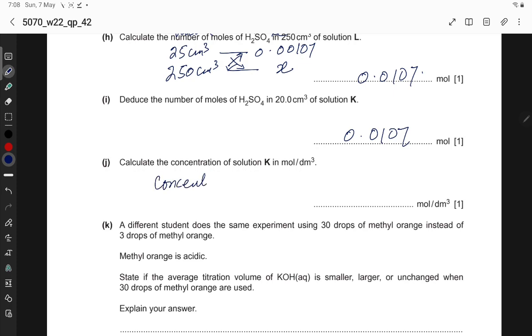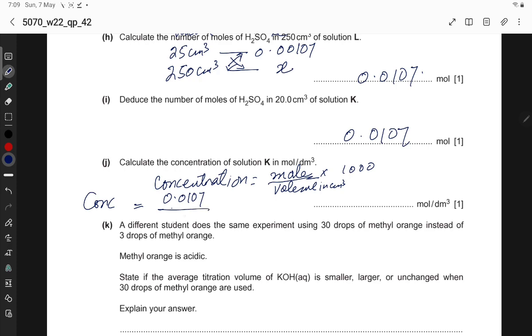Concentration is equal to mole over volume in centimeter cube multiplied by 1000. So mole is equal to 0.0107 divided by 20 into 1000.